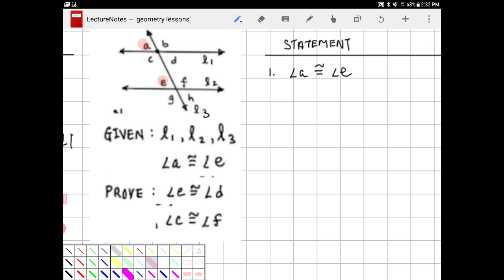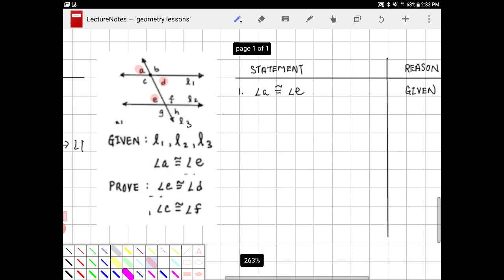Now what we're trying to do is show that angle E is congruent to D. Well, isn't A congruent to D because of vertical angles? And if A is congruent to D and if A is congruent to E, therefore we can make the logical conclusion that E must be the same as D.